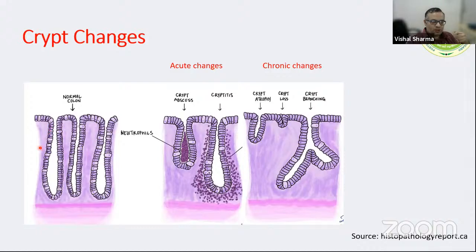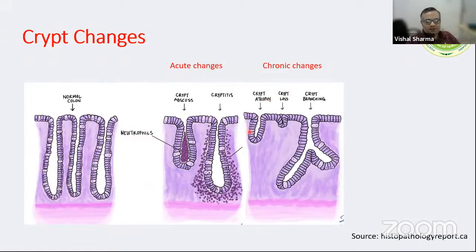Next, you could see certain other changes. So you know that normal colon has crypts. Now, these crypts may have inflammation, which is known as cryptitis, or when there are a lot of neutrophils, it may form a crypt abscess. But there are chronic changes also, which develop over a time, usually more than 4 weeks.